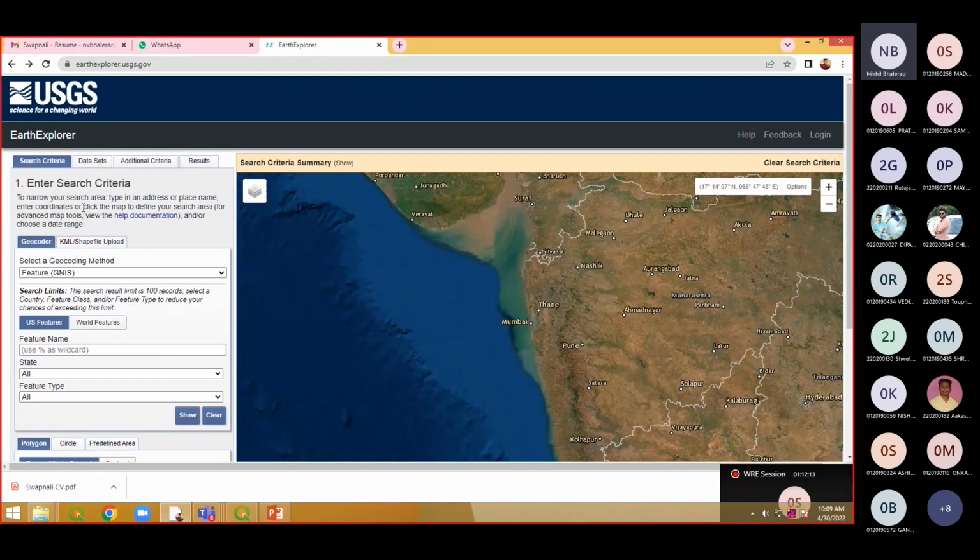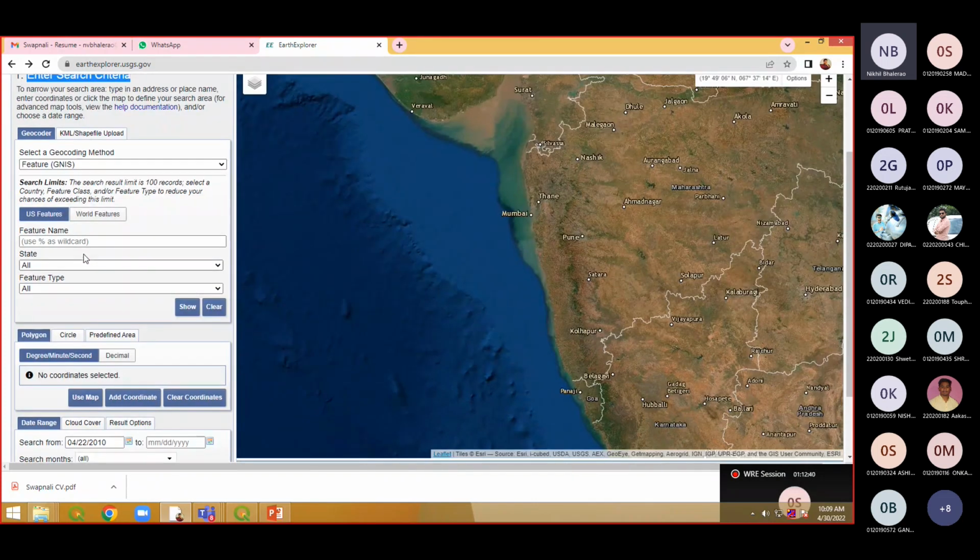Now what are the things you need to do? First, there are four tabs you can see on the left hand side. The first one is the search criteria, for locating the place for which you want to identify the data. Here you are supposed to provide the search criteria, or you can also directly select the location on this map and get the data for that location. You can draw a polygon here. You can draw a circle.